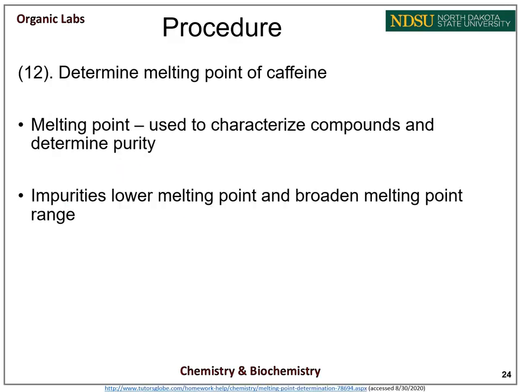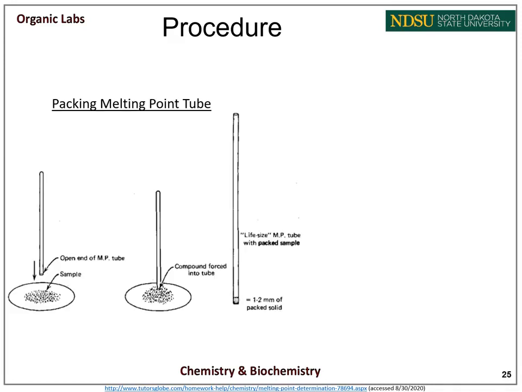Step 12. Determine the melting point of your caffeine. Melting points are used in organic chemistry to characterize organic compounds and determine a substance's purity. The presence of impurities lower the melting point and broaden the melting point range. To determine the melting point of your sample, you first need to pack a melting point tube. To do this, you need to place some of your caffeine sample onto a watch glass.